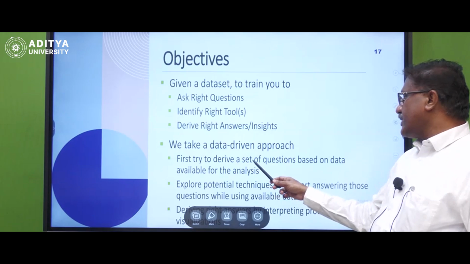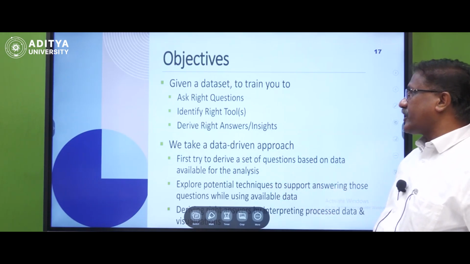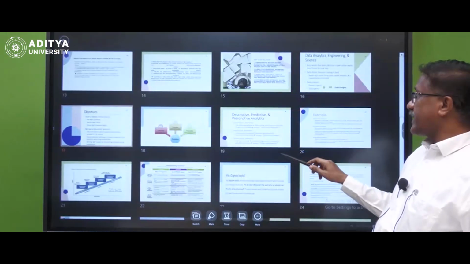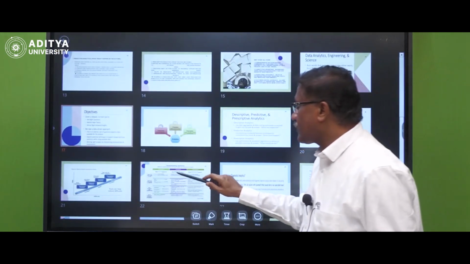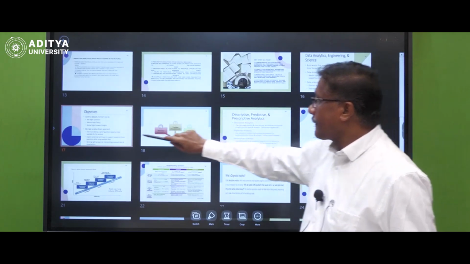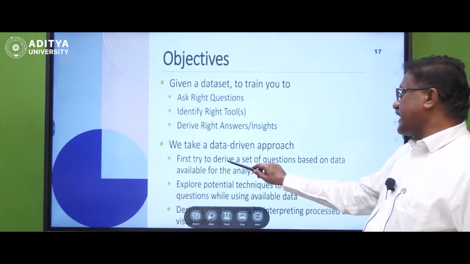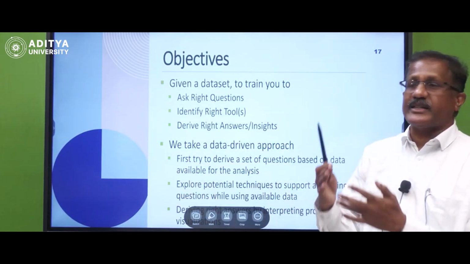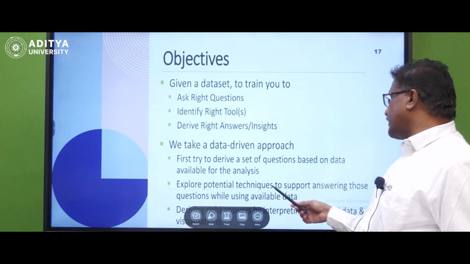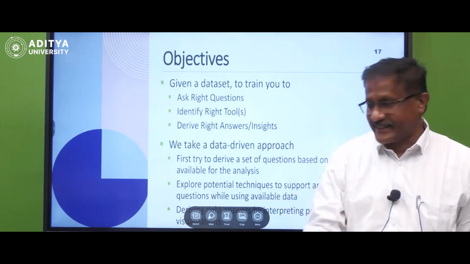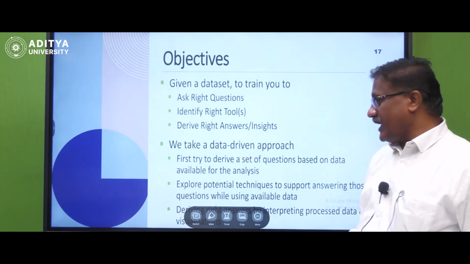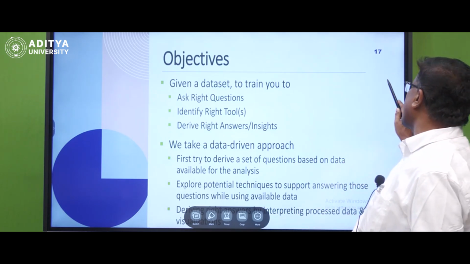First, try to derive the set of questions based on the data available for the analysis. We have to formulate different types of questions depending on the available data, and explore different techniques to support getting the answer. And finally, we interpret the answers and find out the various reasons for the particular action.